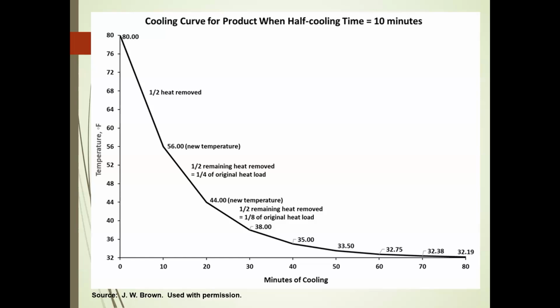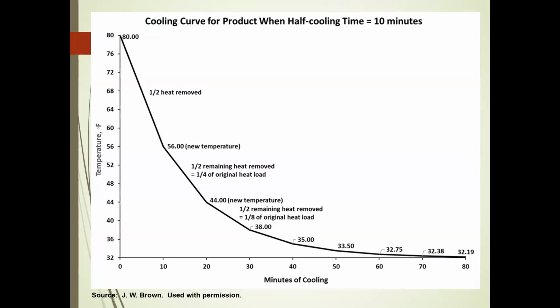What happens after another 10 minutes have elapsed? Well, again, by definition, the half cooling time is the time it takes to reduce the temperature of the commodity being cooled by 1/2. So we're starting at 56 degrees Fahrenheit, and the coolant is 32 degrees Fahrenheit. 56 minus 32 is 24, and half of that is 12. Subtract 12 from 56, and we're going to find that after 20 minutes of cooling, the temperature of the commodity is going to be 44 degrees Fahrenheit.